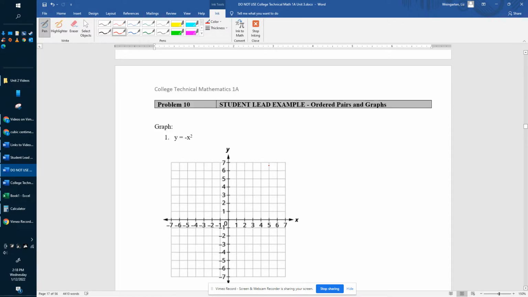So go ahead and try to work on problem 10 on your own. If your parabolas are as shaky as mine, you may want to consult a physician, or you may be having troubles with your drawing tablet as well.